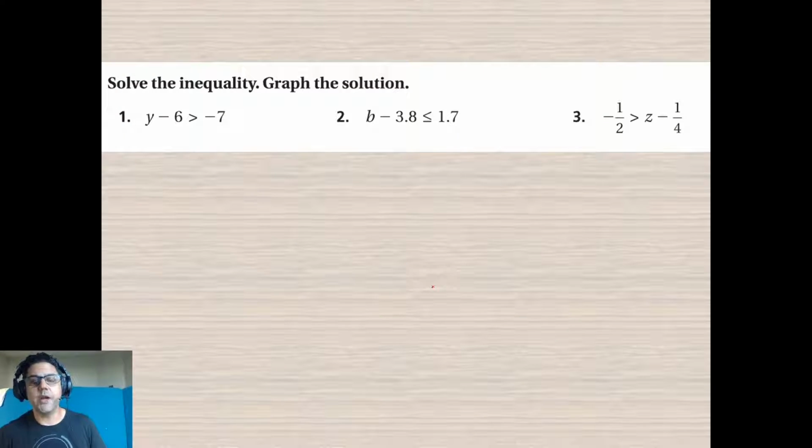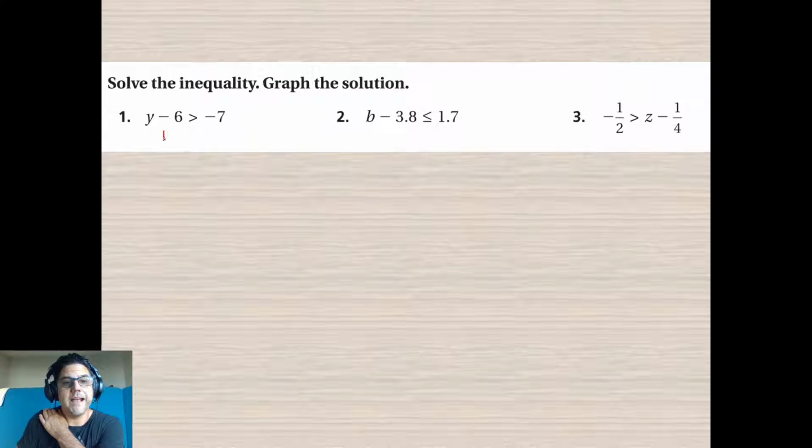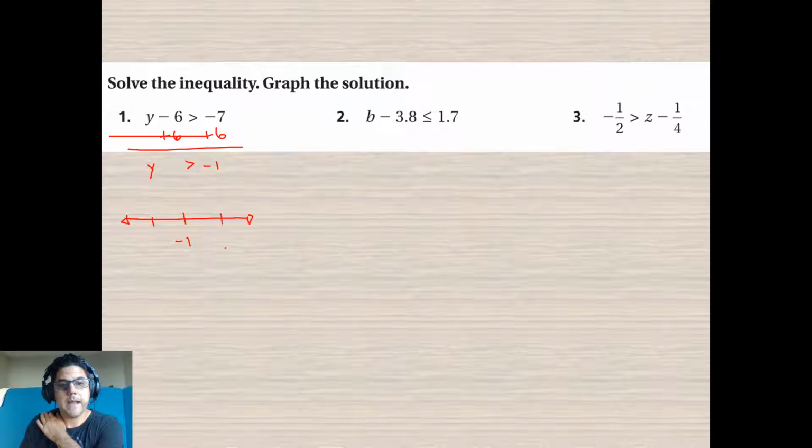All right, we got 3 quick ones. We're just going to go ahead and solve them and graph them really quick. So on our first one, we're going to add 6. That's weird. Y is greater than -7 plus 6, which is -1. So again, quick graph. Important number goes in the center, -1. Backwards counting, 0, -1, and -2. We're going to say open dot on -1 and to the right.